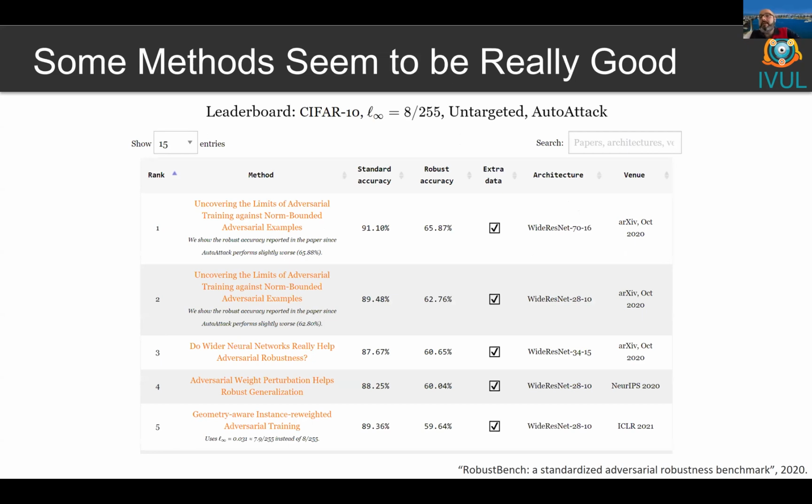But the good thing here is that there's a benchmark. You can go and upload your results. It evaluates your defense against various versions of attacks out there, especially AutoAttack, which is basically an ensemble of many attacks in the literature. It's called RobustBench, a robustness benchmark. It's very well done, it stays up to date, and you can see which are the most reliable empirical defenses out there.